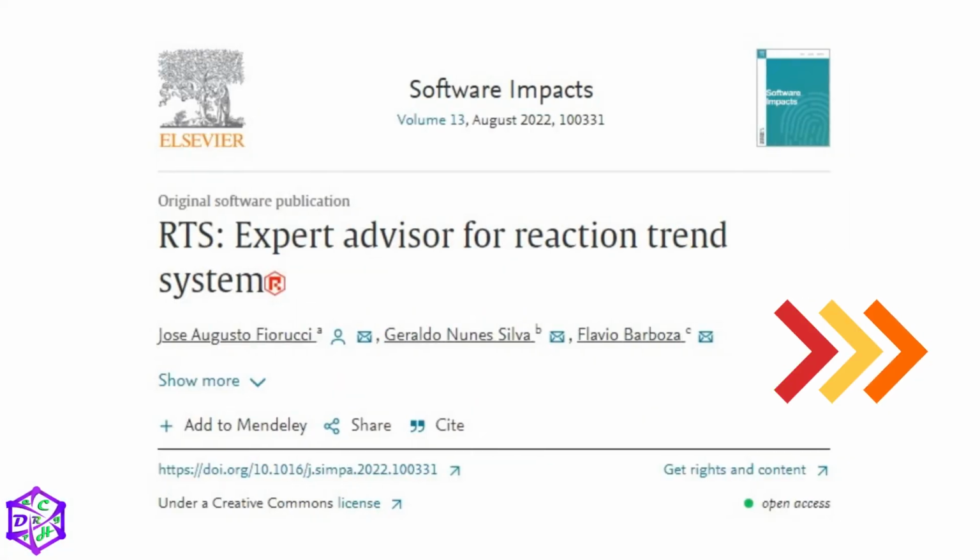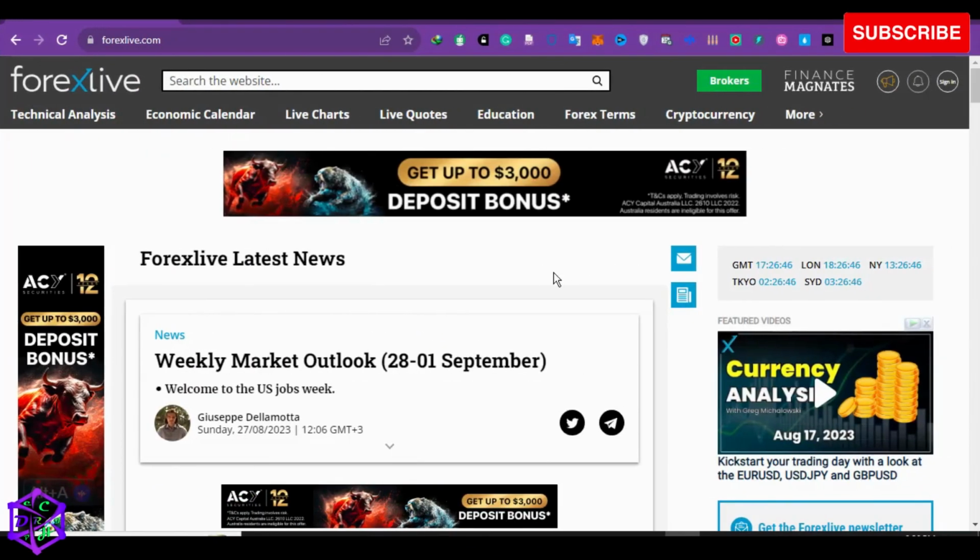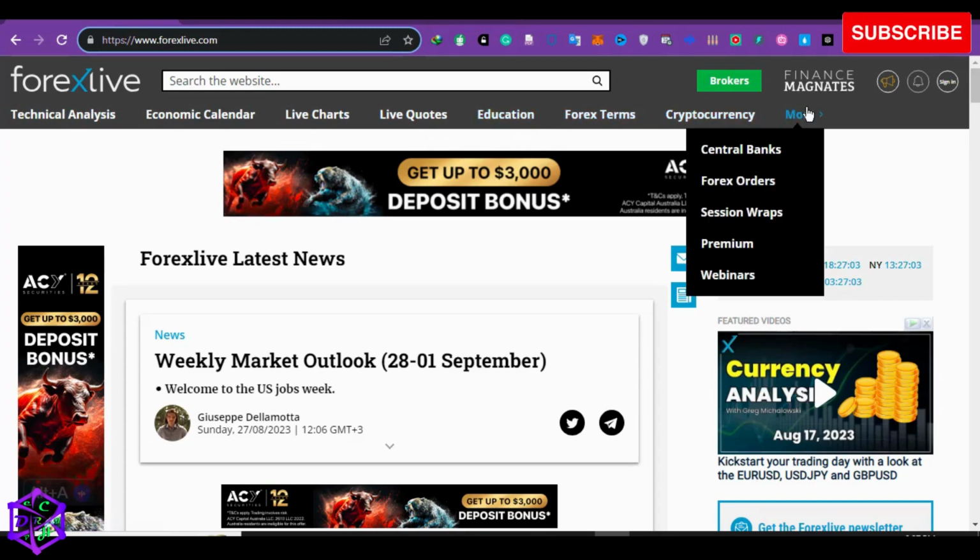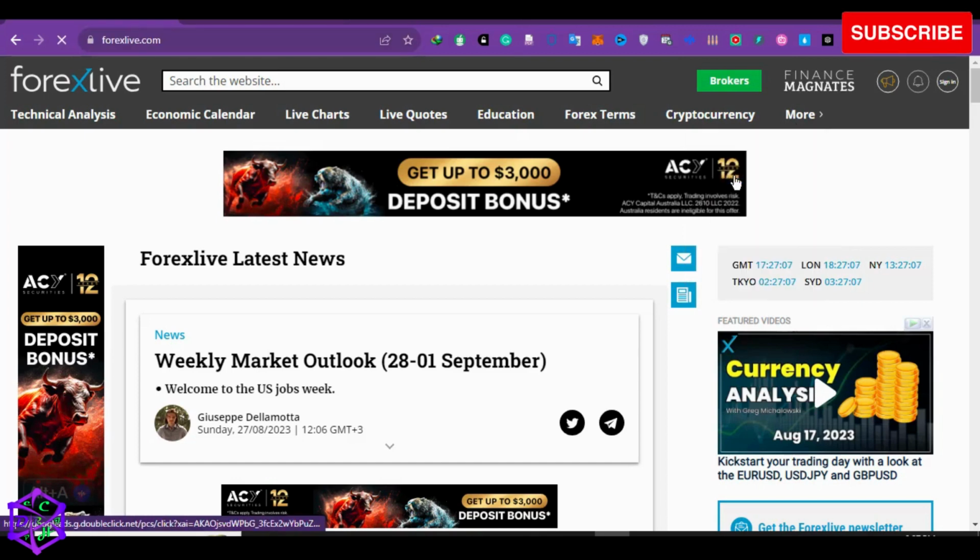RTS, Expert Advisor for Reaction Trend System. 1. Introduction. Throughout the technical analysis, T.A. perspective, there are many price levels of an asset that investors commonly take into account, especially the famous pivot points. The two higher points are price resistance points, while the two lower points are price support points.